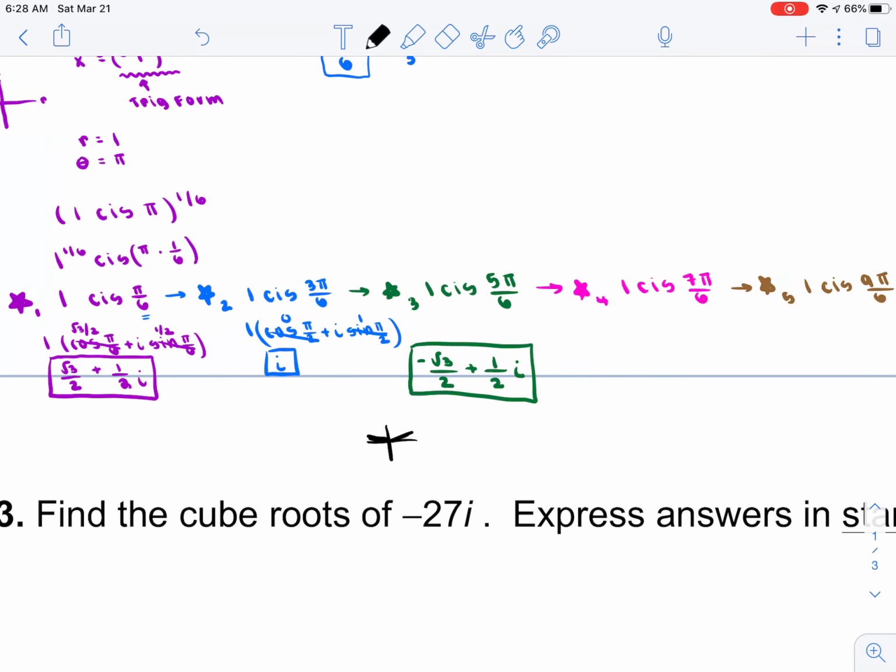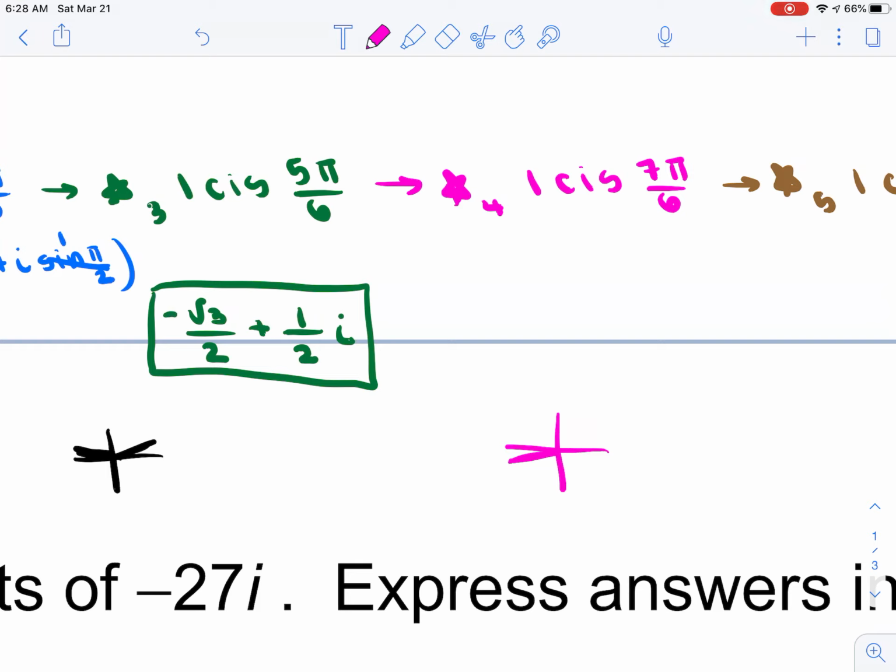Same thing with 7 pi over 6. It's going to have the same ordered pair, but this time, since 7 pi over 6 is down here, you're going to see that both the x and the y value are negative. So it's kind of like a cool little shortcut with these.